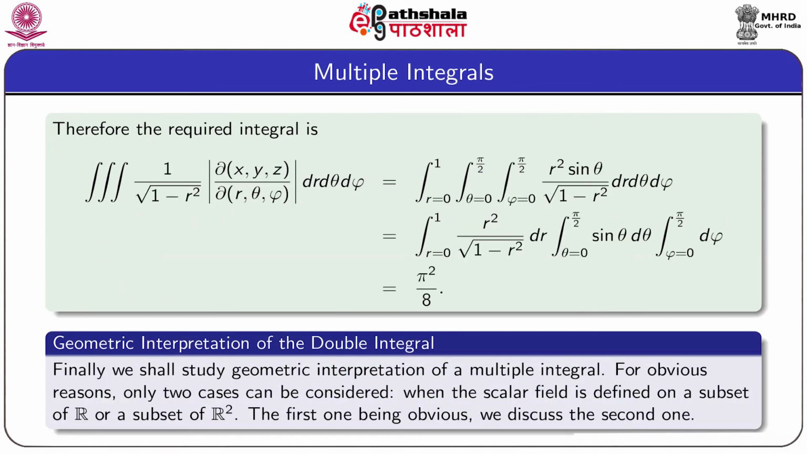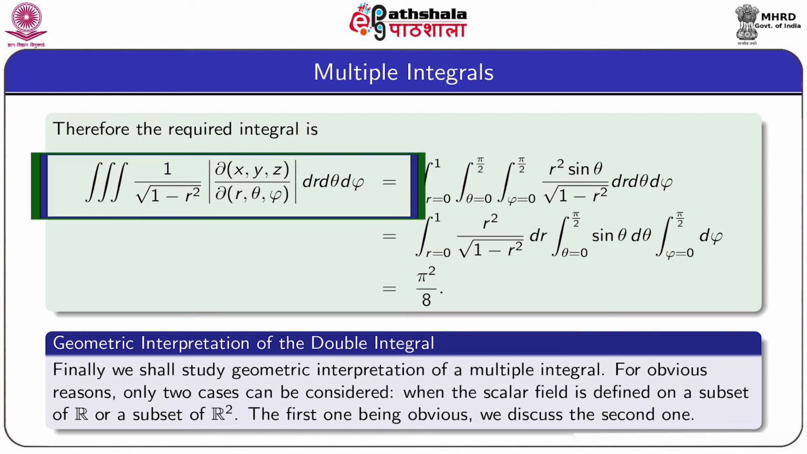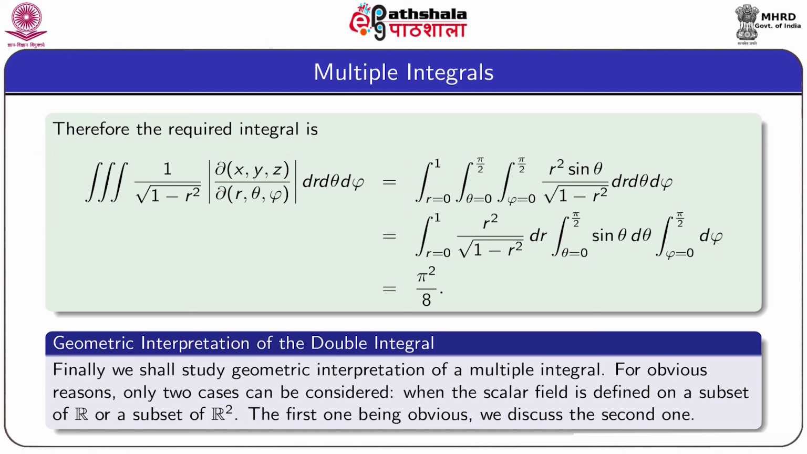Therefore, the required integral is the integral of 1 by root over 1 minus r square, times the modulus of the Jacobian determinant del xyz by del r theta phi, dr d theta d phi. We calculate the integral and find its value as pi square by 8.